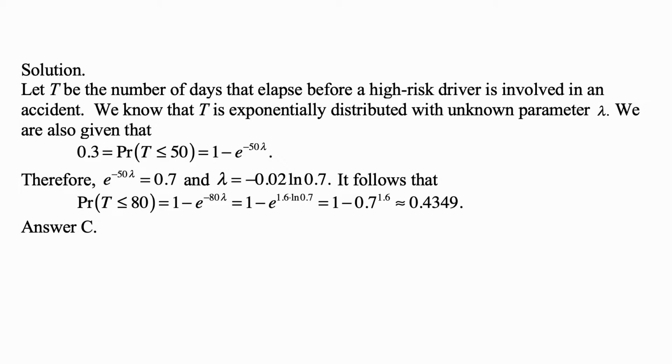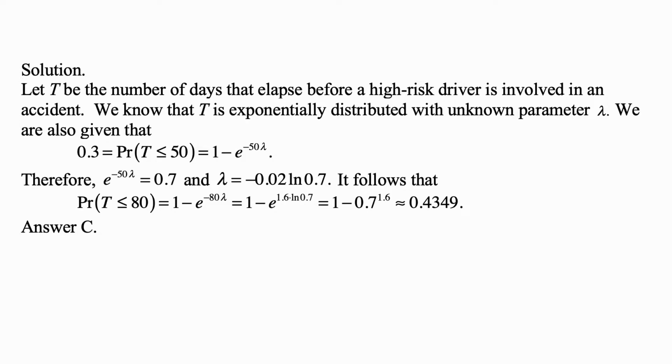Let us write T for the number of days that elapse before a high-risk driver is involved in an accident. And we treat this as a continuous random variable, so the number here means a real number. We know that T is exponentially distributed with unknown parameter lambda. We are also given that 0.3 is the probability that T is less than or equal to 50.